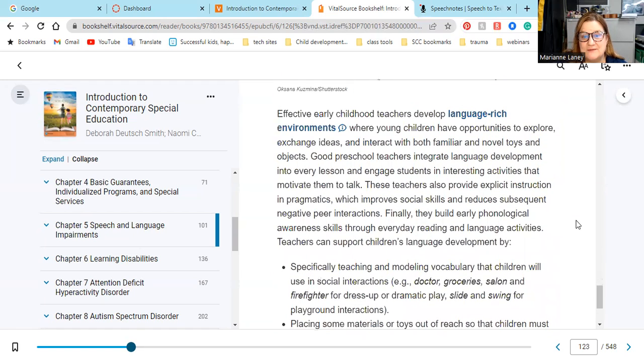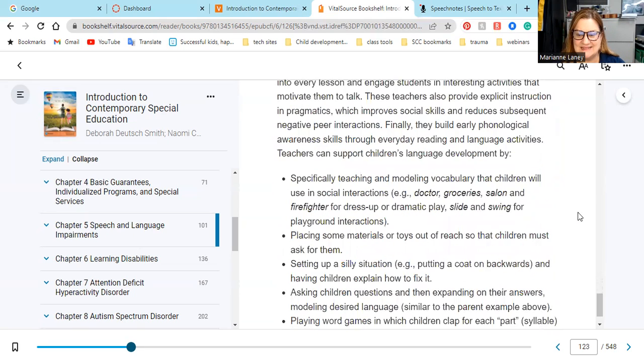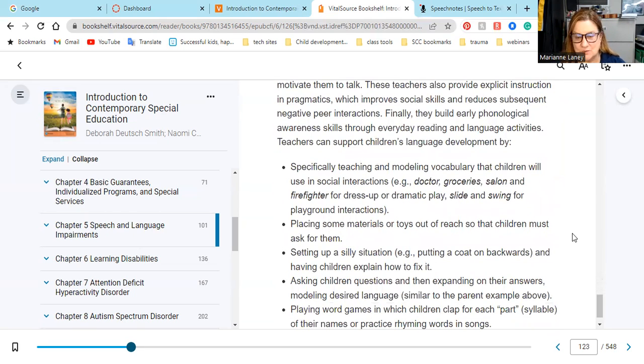Again, language rich environments. It doesn't just mean TV. It means books. It means music. It means even playing music, like playing drums and shaking things, which kind of loosens it up and gets different parts of the brain working. And so, yeah, let's get them to the store, even if they have to wear a mask, and they can hear people talking.